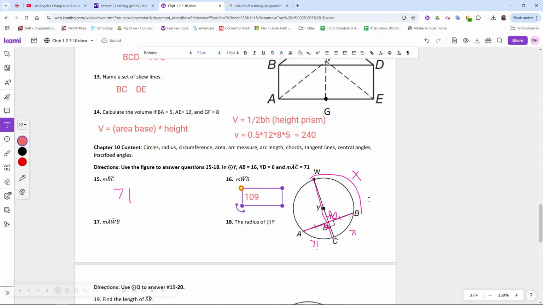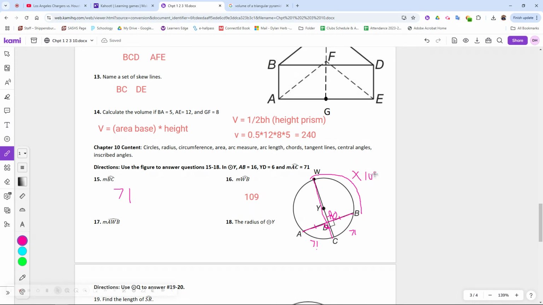So what that means, if I took a calculator out and averaged 71 and 109, I would get 90, which is the angle that they cross at there. So that's how I would find WB. It's not the only way to find it, but yeah.